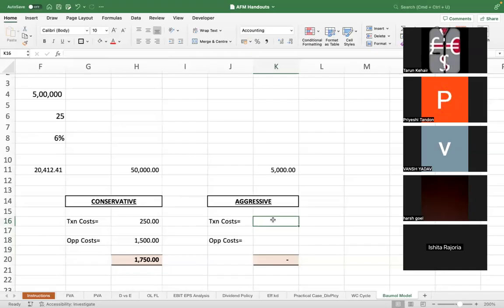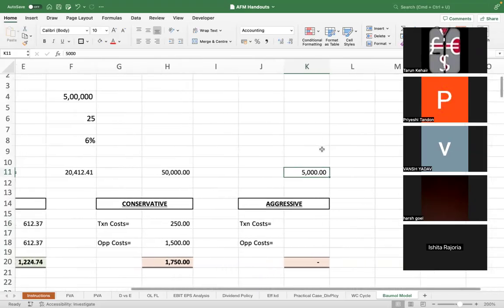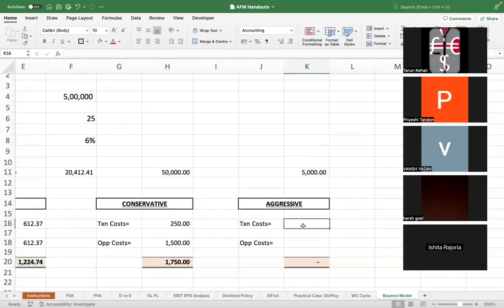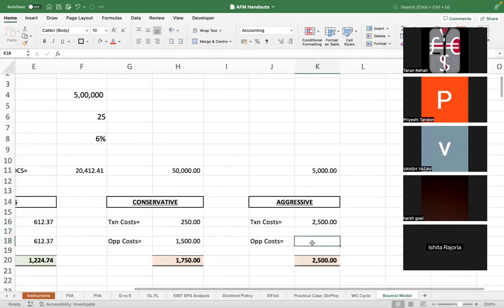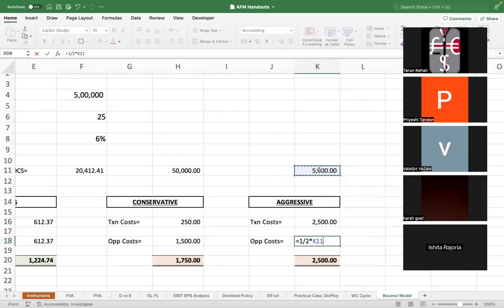And if I follow an aggressive working capital policy, what will happen? Here you will be having a lower cash balance of just 5000. So the transaction cost obviously will go up because you will have more withdrawals. How many withdrawals now? 500,000 by 5,000, which is 100 withdrawals. Per withdrawal I am incurring 25. So that means my transaction cost is 2500. What about my opportunity cost? It is half of the target cash balance at any point in time multiplied by the opportunity cost, which is 6%.